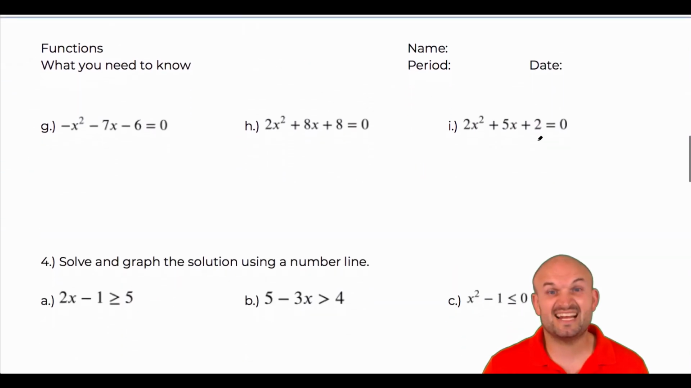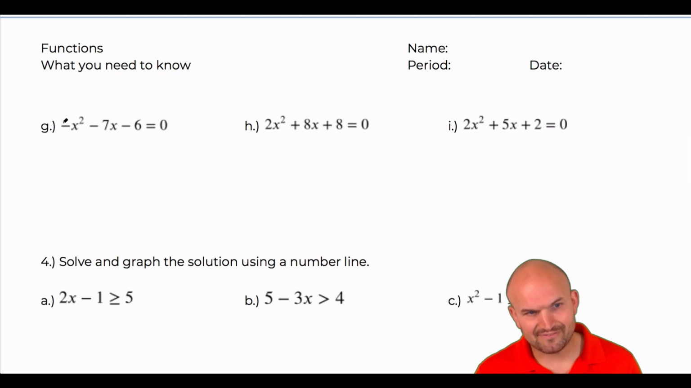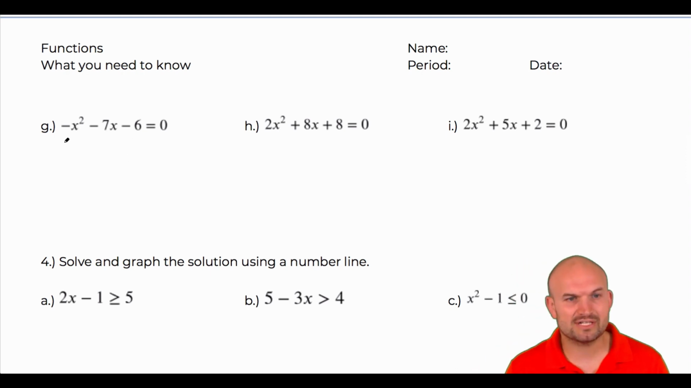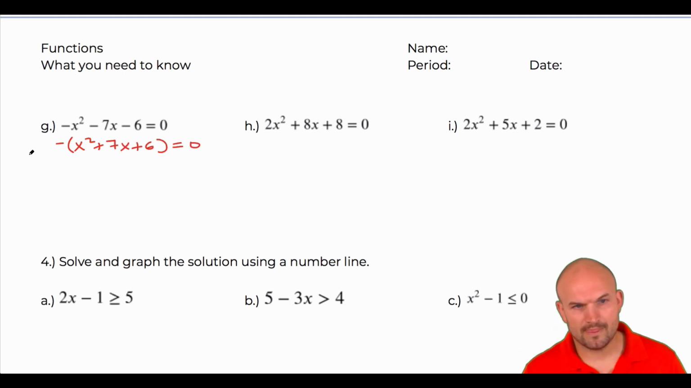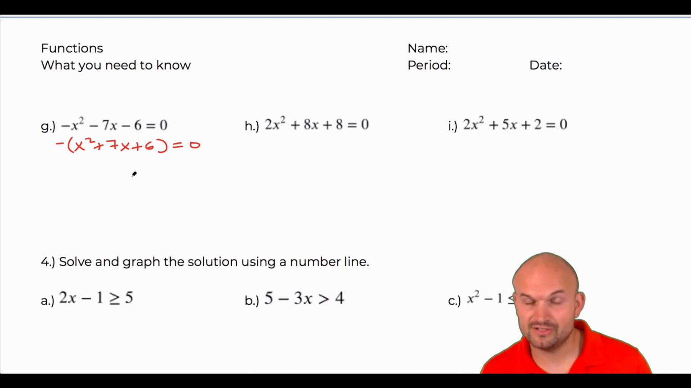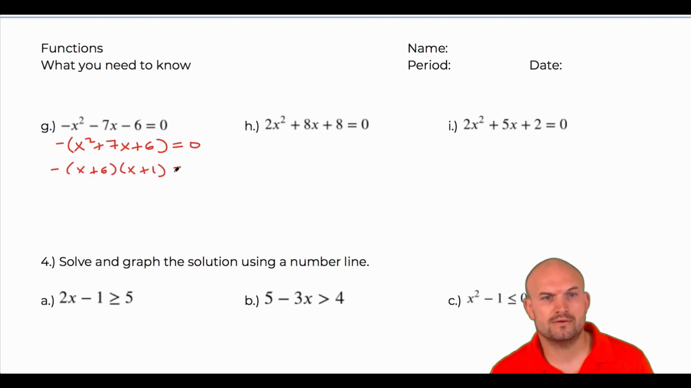All right, let's get on to three more trinomials. Again, we see this negative here. We don't really like the negative in front of our x squared, so I'm going to factor that out. So I get x squared plus 7x plus 6 equals 0. Now I can just go ahead and factor this. What two numbers multiply to give me 6 and add to give me 7? So again, I'll do an x plus 6 and an x plus 1.